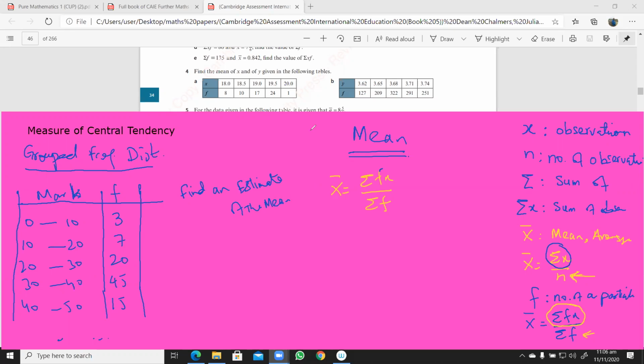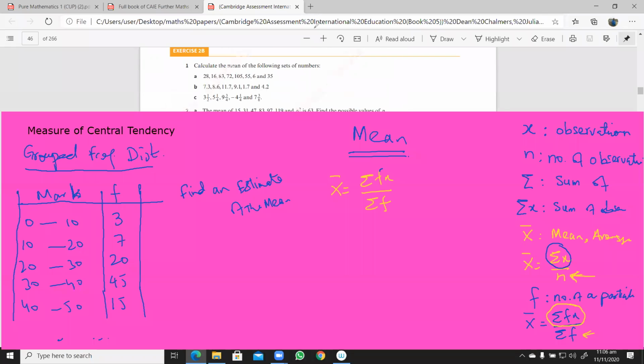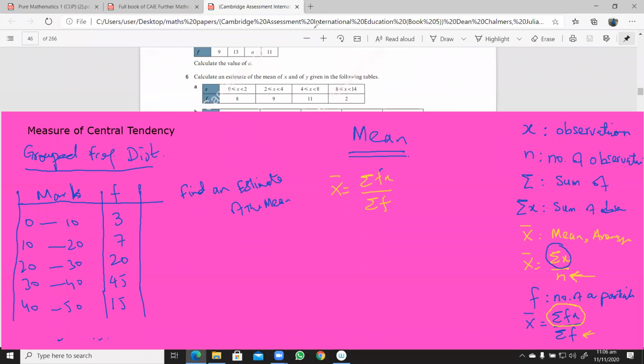Yes, it's grouped, so we don't know the exact value. Look at this. In the fourth question, it says find the mean. Even in this first question here, it says calculate the mean. But if I take you down here, it says calculate an estimate of the mean. So why is the word estimate used here? Yes, what were you saying?